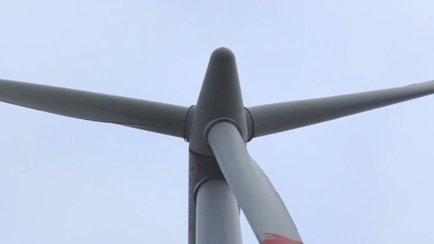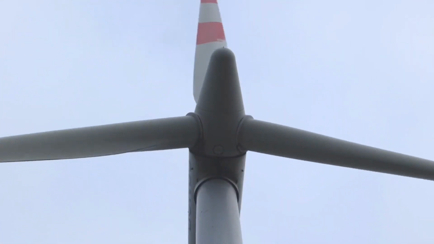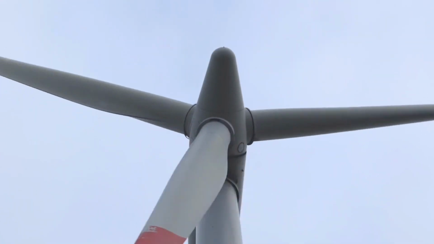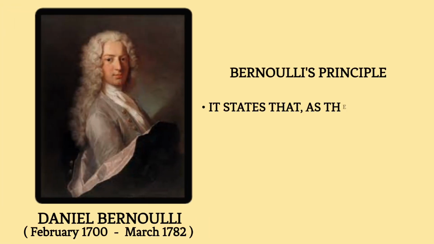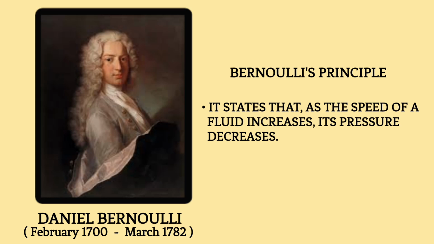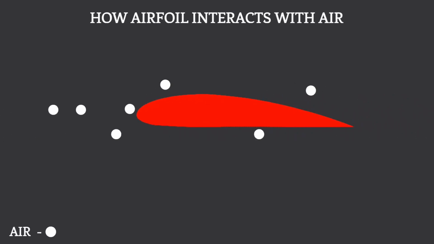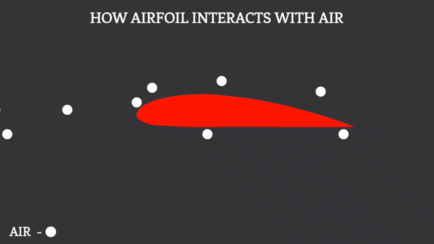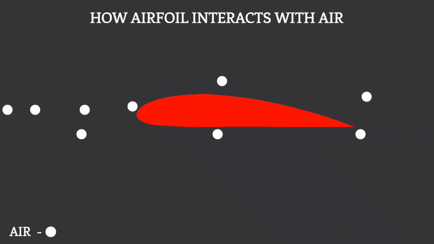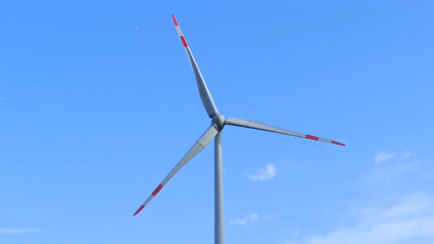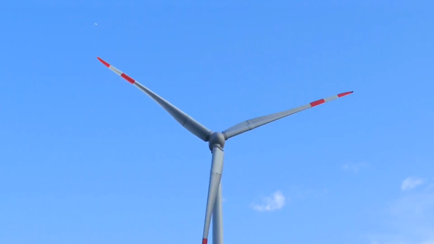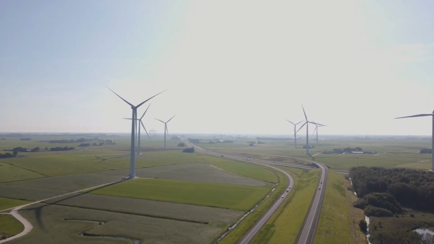This curvature is essential for creating a pressure difference between the upper and the lower surfaces of the blade. The science behind the airfoil technology is closely tied to Bernoulli's principle, which states that as the speed of a fluid increases, its pressure decreases. The curved upper surface of the airfoil causes the air above it to travel faster than that of the flatter lower surface, resulting in a pressure difference between the two surfaces. This creates a lift force, which causes the blades to rotate effectively. Larger turbines with longer blades tend to capture more wind energy and operate more efficiently.